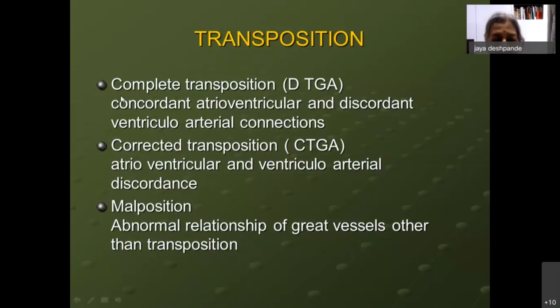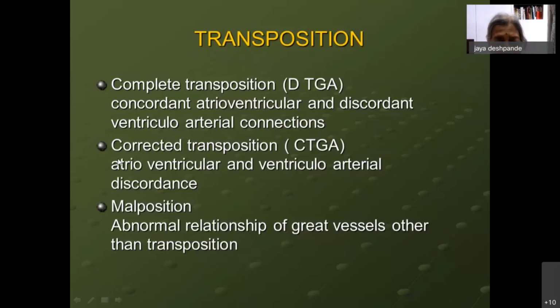So you have complete transposition or DTGA. You have concordant atrioventricular connection. That means the right atrium leads to the right ventricle, the left atrium leads to the left ventricle. Concordant atrioventricular connection and discordant ventriculo-arterial connection. That means the right ventricle is connected to the aorta and the left ventricle is connected to the pulmonary artery.